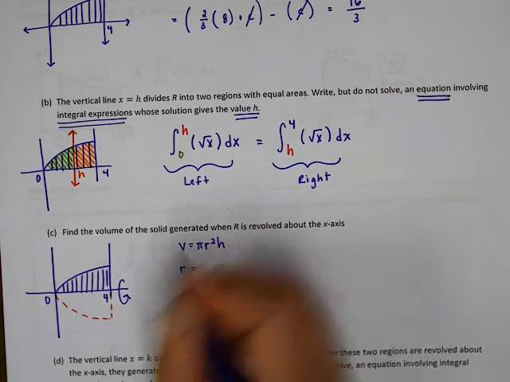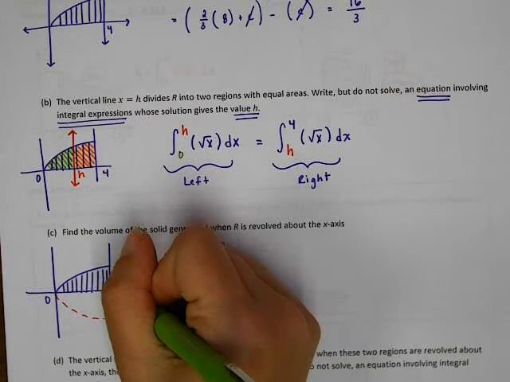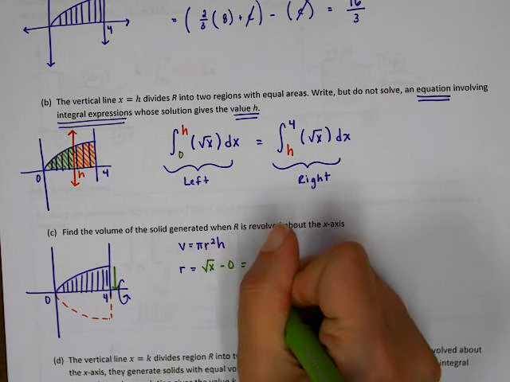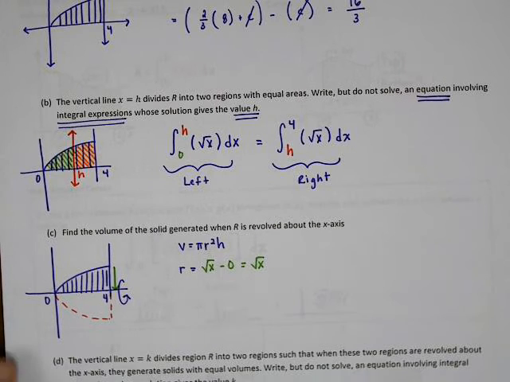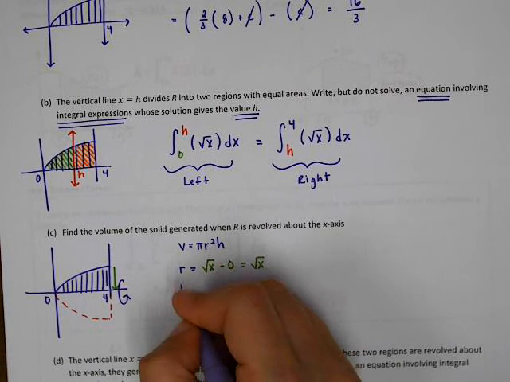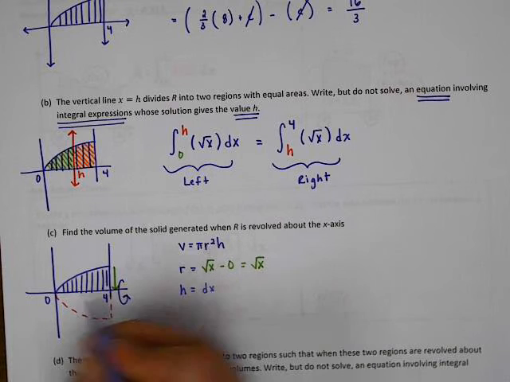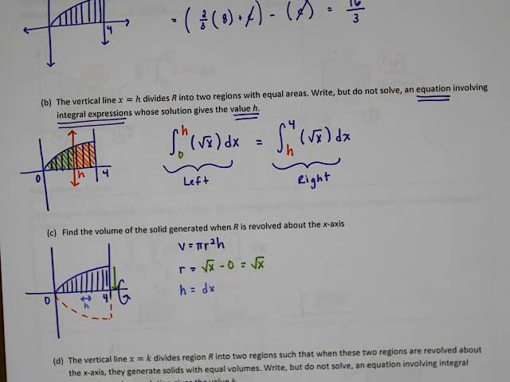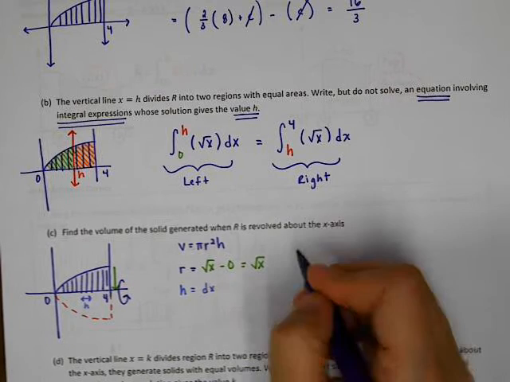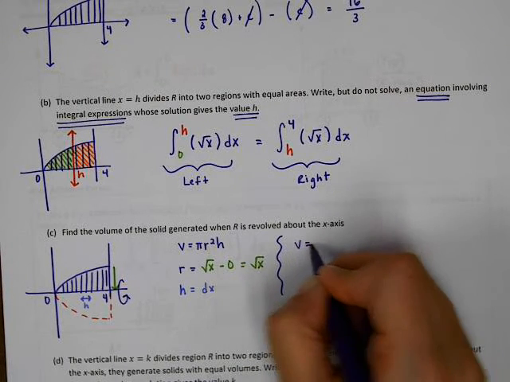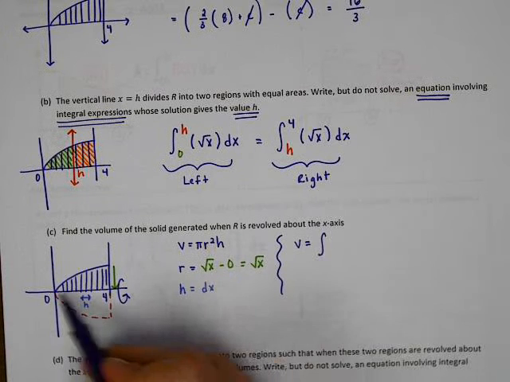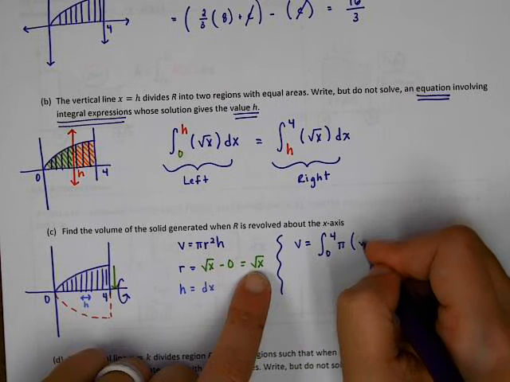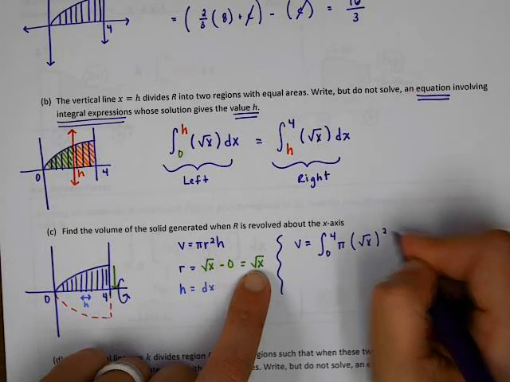In this case, my r would be the distance from the top to the bottom, which would be the square root of x minus 0, which is just the square root of x. And h would be dx, because all of my heights of my cylinders would be very tiny chunks of x. So my volume would be the integral from 0 to 4 of pi times r, which is the square root of x squared dx.